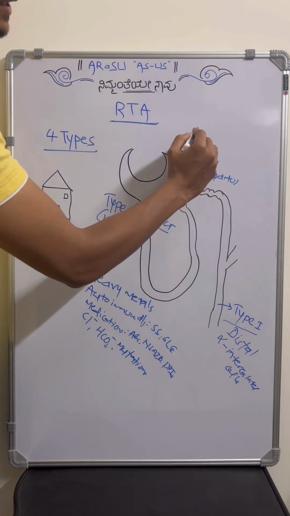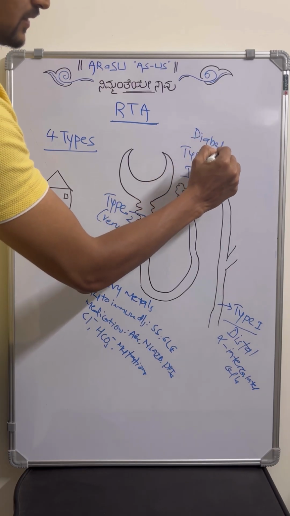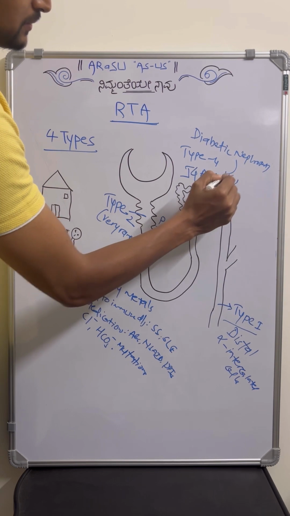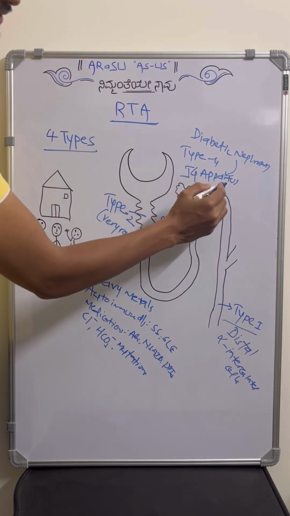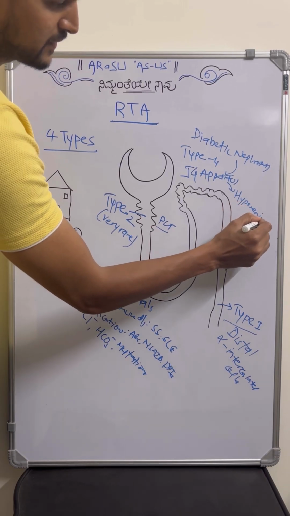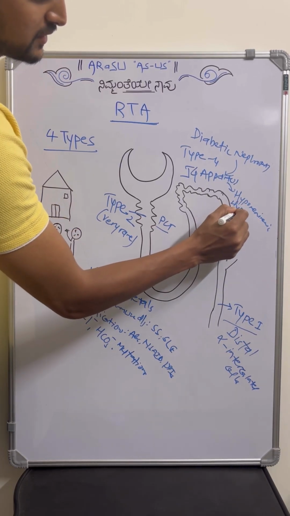This is mainly seen in diabetic nephropathy. Diabetic nephropathy is the most common cause in which there will be loss of function of the JG apparatus. So it will be a hyporeninemic, hypoaldosteronism situation.